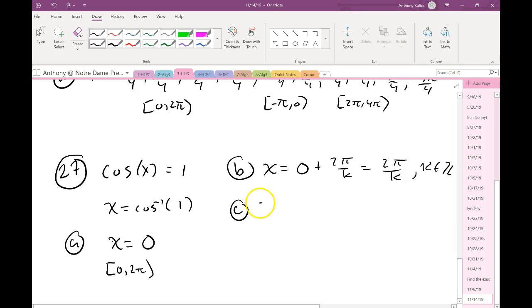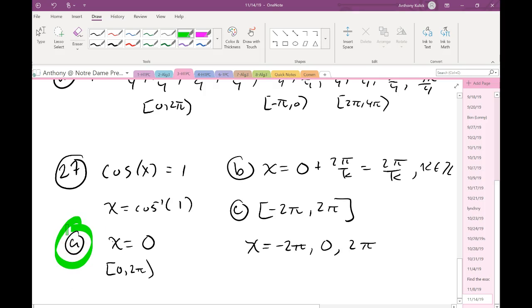For part C, we want this. Notice here that I have brackets at both ends of this interval. So I have 3 answers here. I have negative 2 pi, I have 0, and I have positive 2 pi. Why isn't 2 pi an answer over here in part A? Because there's a parenthesis here, which is very sneaky, Mr. Kulik.